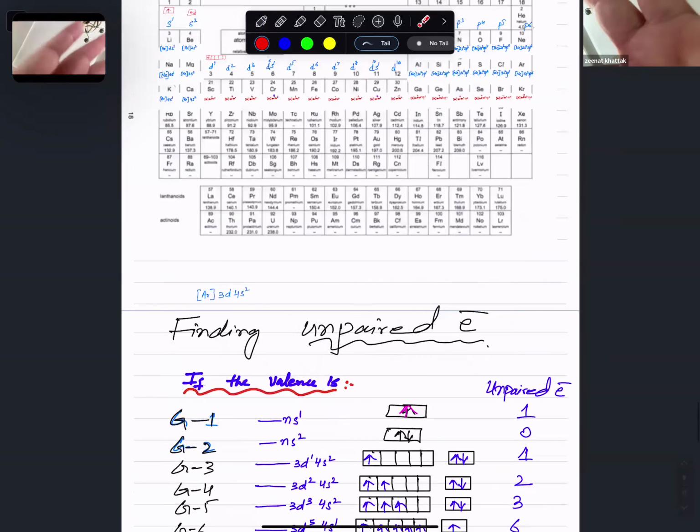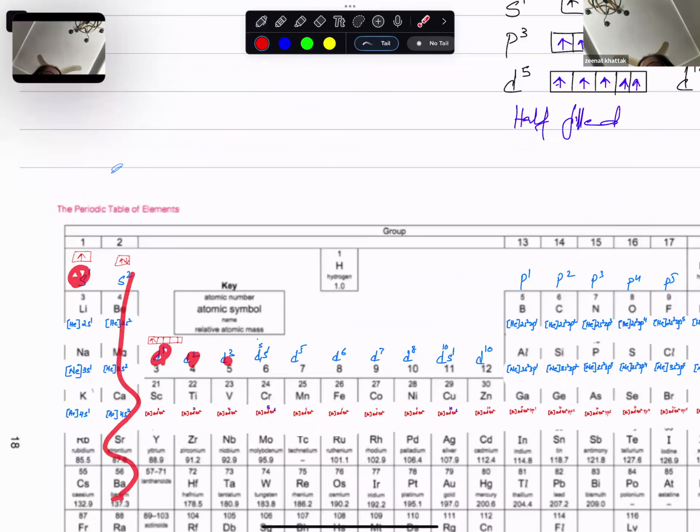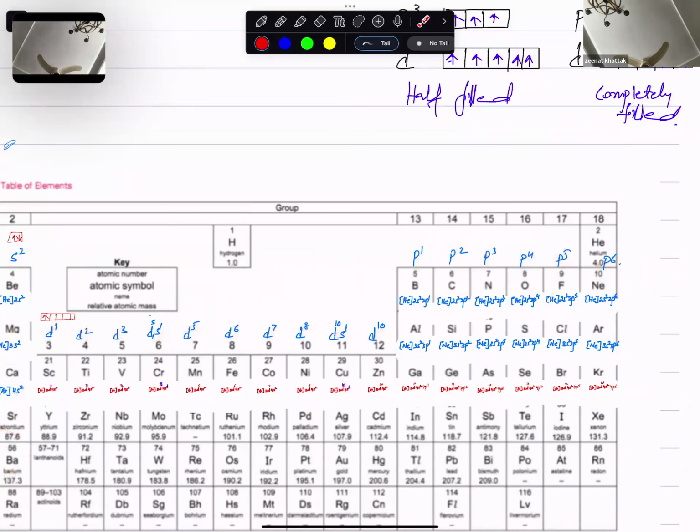So you must know 1 unpaired, 0 unpaired, 1, 2, 3, 6 unpaired, 5 unpaired, 4 unpaired, 3 unpaired, 2 unpaired, 1 unpaired, 0, again 1 unpaired, 2 unpaired, 3 unpaired, again 2 unpaired, again 3 unpaired, 2 unpaired and 1 unpaired and 0 unpaired.